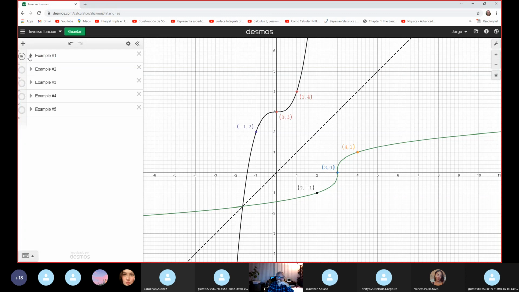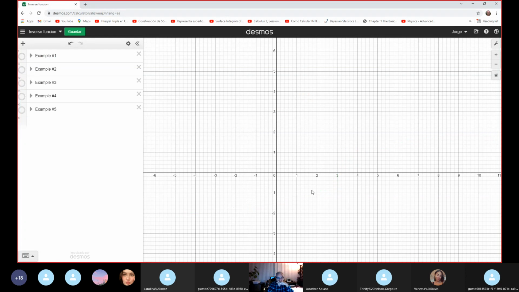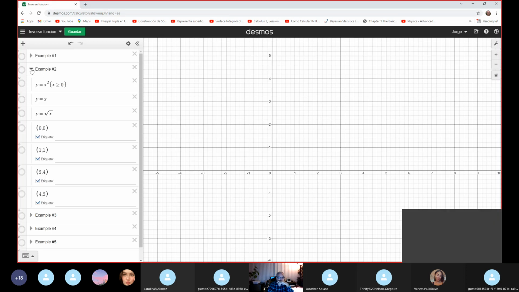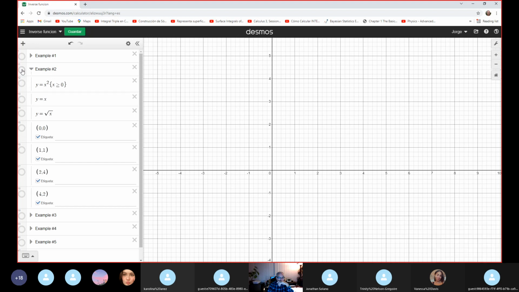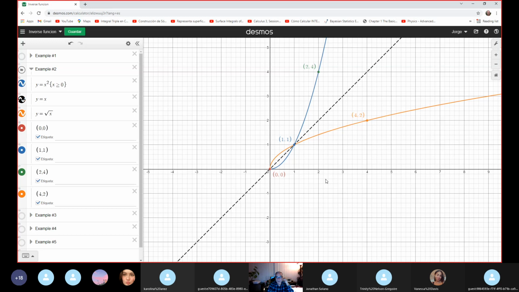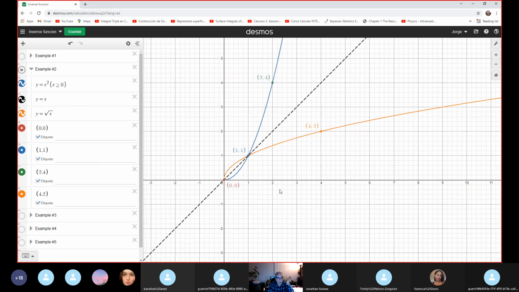Okay, this was the first example. Now let's do the second. You see, no? Yes or no? Good. The second is, look, a square root and a square function. I also have the classical line y equals x, the symmetric, and the points I used were the same: 0, 0, 1, 1, 2, 4, and the inverse is 4, 2. Wow, amazing. In blue color, the original function, and in orange color, the inverse function. Bam, piece of cake. Any question?